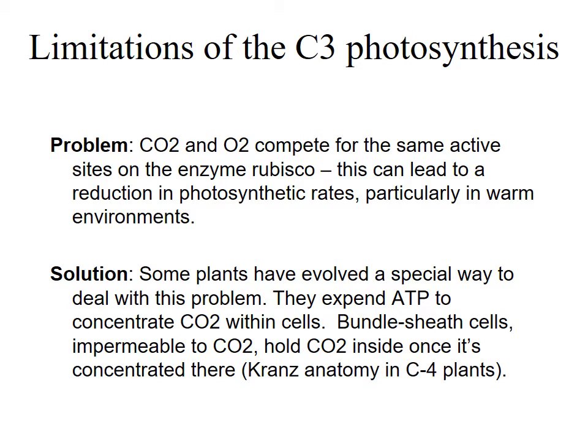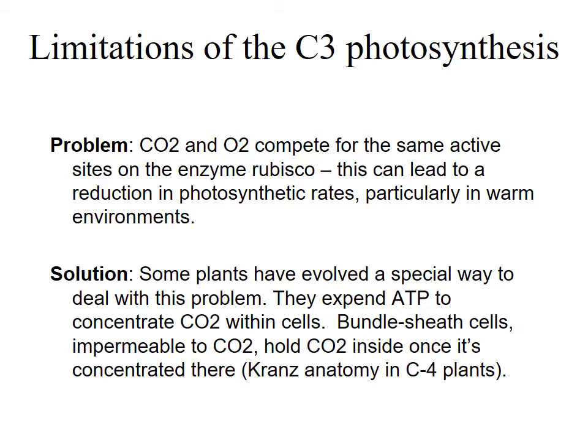So as successful as the process of C3 photosynthesis is, it does have its limitations, and those limitations come as a result of the inefficiency of that enzyme Rubisco. The reason that Rubisco is slightly inefficient is that as well as catalyzing the reaction between CO2 and RuBP in photosynthesis, it also combines with oxygen molecules in a process known as photorespiration. So any Rubisco enzymes that bind to oxygen rather than CO2 reduce the rate of photosynthesis in the plant. And this is a particular problem in warm environments.